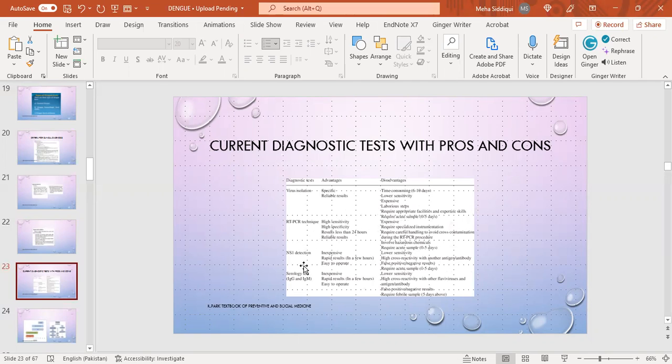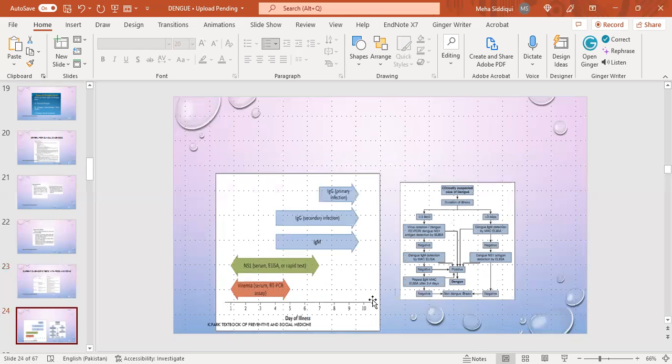Then we have NS1 detection, which is inexpensive, gives rapid results, and is easy to prepare. Then we have serology tests, IgG and IgM, which are inexpensive, give rapid results, and are easy to operate. However, the disadvantages are lower sensitivity and high cross reactivity with other flavivirus. So here we can see the day of illness.